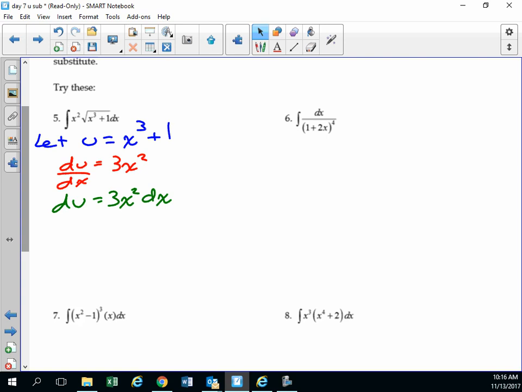Alright, so now, here's my question. Do I have this up here? No. What do I have here in green that I don't have in my black? A 3. I have an x squared and a dx. I don't have a 3. I need to get rid of that 3. How do I get rid of that 3?